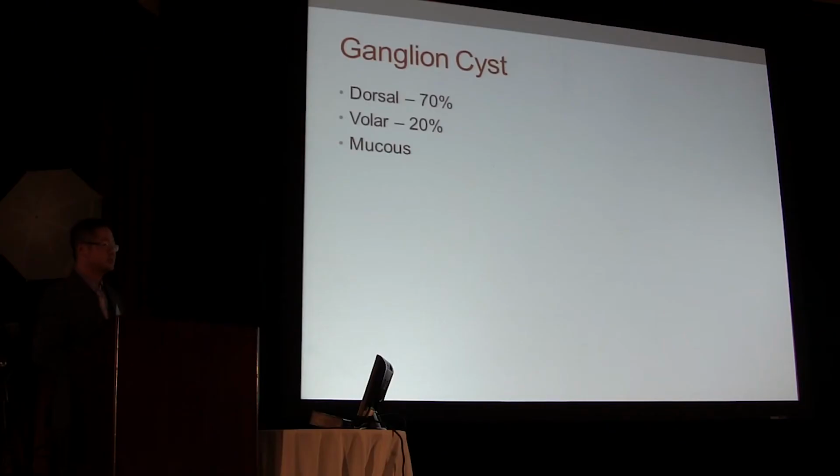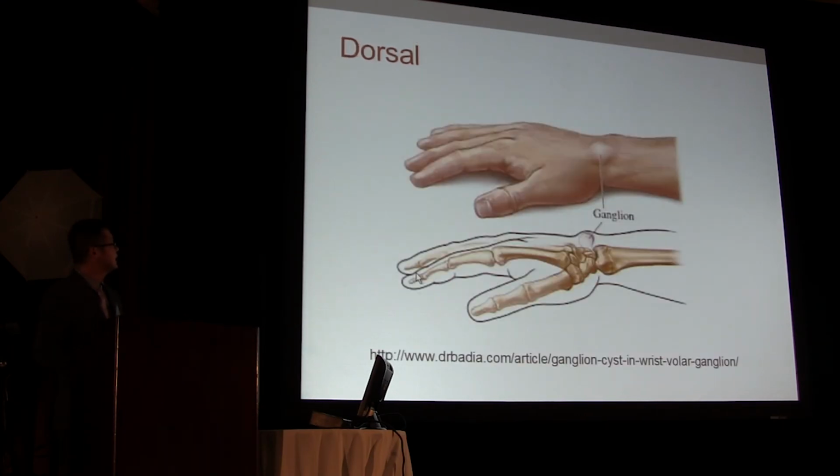So now ganglion cysts, the Bible cysts, the bump on your wrist. Most of them are dorsal, some are volar. There's something called mucous cysts, which I'll define in a second. People have this cyst on the back of their hand, and a lot of times they come thinking it's a tumor. So for me, if I know it's a ganglion cyst, I tell them right off the bat, it's not a tumor, you could live with it.